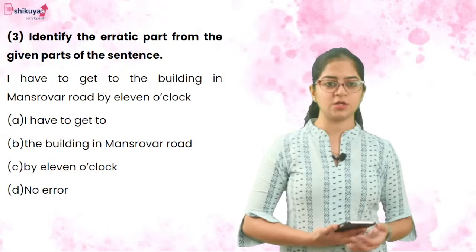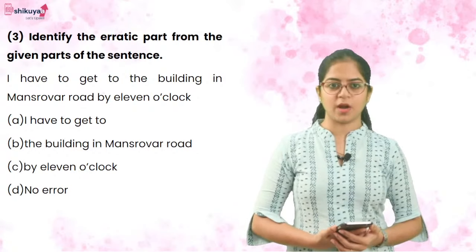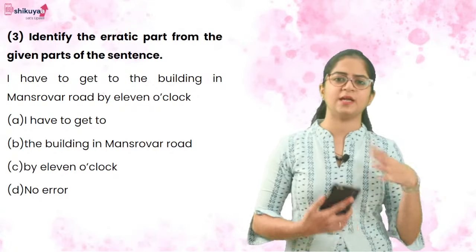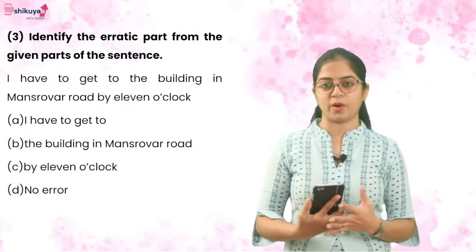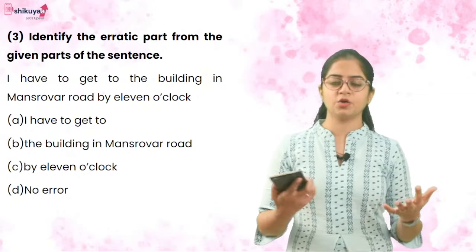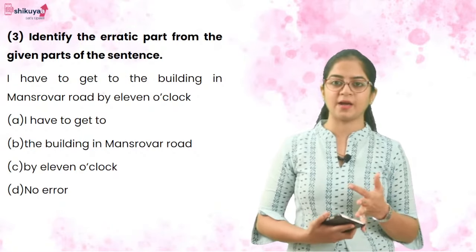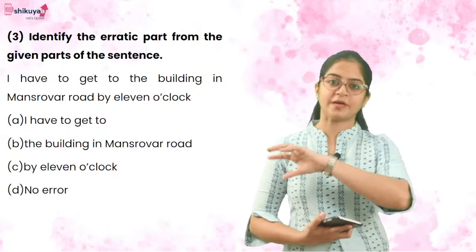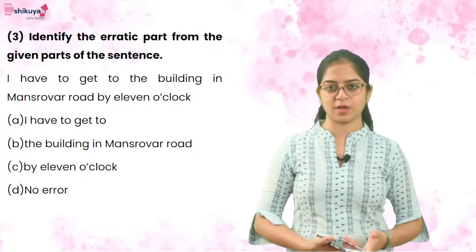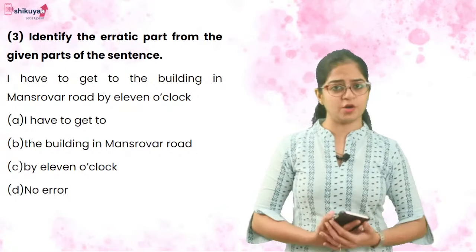I have to get to the building in Mansarovar Road by 11 o'clock. Again the same type of question. You have to identify the error. See, this type of question could come in different forms, the question form may differ. It could be like identify the error, as you can see on the screen. You can find this question like sentence correction. There is already an error given and you have to correct it or replace it with the correct option. That kind of question you may also find in your examination.